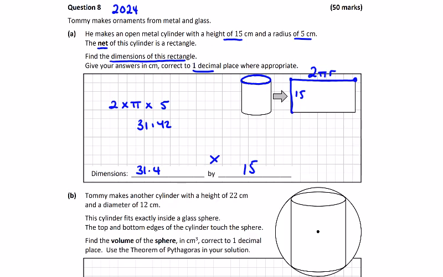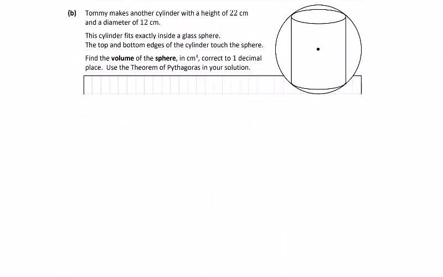15. Then we have a different cylinder with height of 22, so we have a radius of a sphere, and we're told to use Pythagoras. So what are the measurements that I have here? I have half the height, so that's going to be 11, and the diameter of my cylinder is 12, so the radius of the cylinder is this one. This is going to be 6.